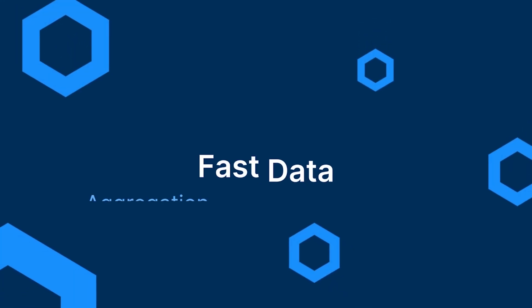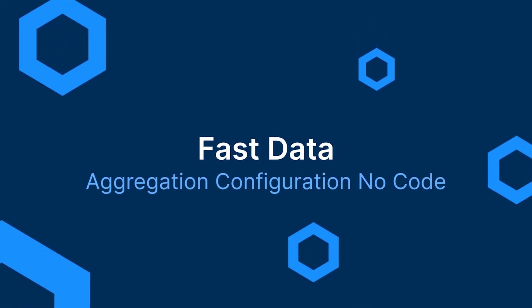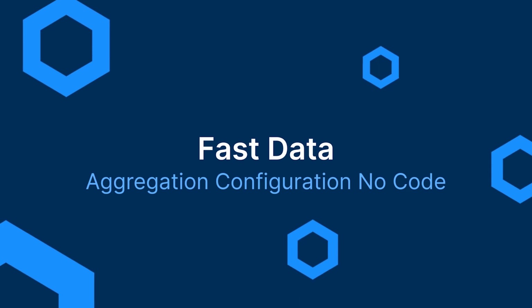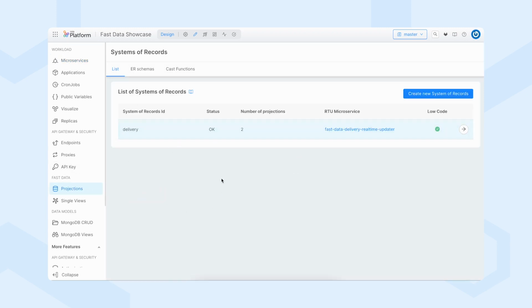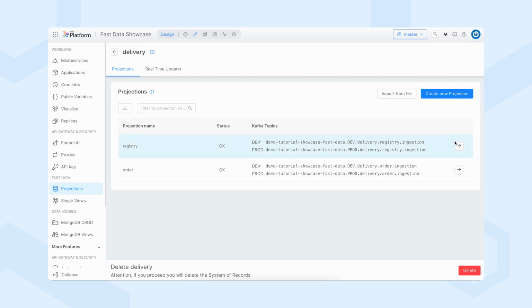The low-code and no-code versions of Fast Data are the new standards that leverage the power of configurations to overcome coding complexity and Fast Data setup. Thanks to no-code, you will have the possibility to configure your project with a few clicks. We already configured the project to have a system of record called delivery, which contains two projections.